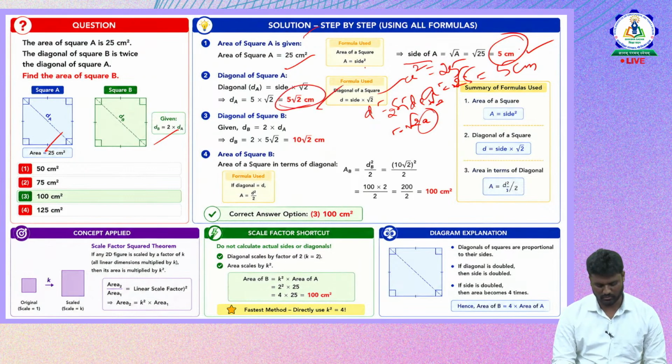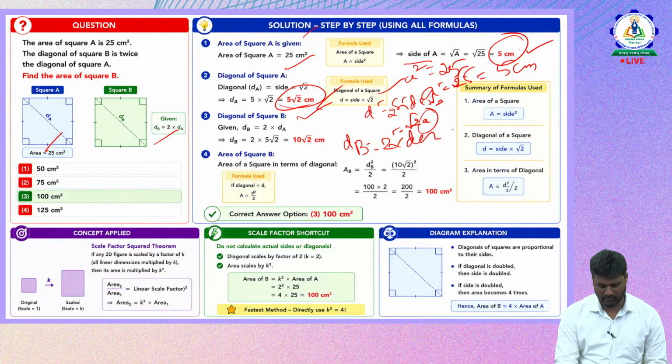Okay, so this is the diagonal of square A. We got the area of the square and the diagonal of the square. Now what is it that they are asking? The diagonal of the square B is twice the diagonal of the square A. So now try to identify the diagonal of the square B here. What is the given DB based on the condition? That is DB = 2 × DA.